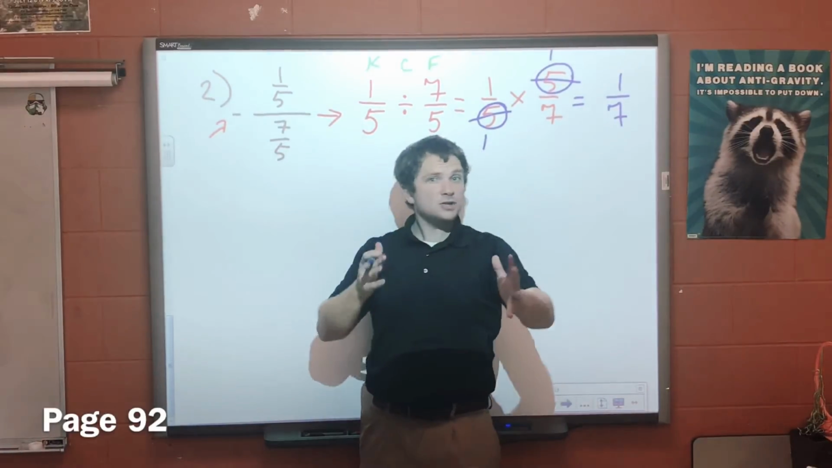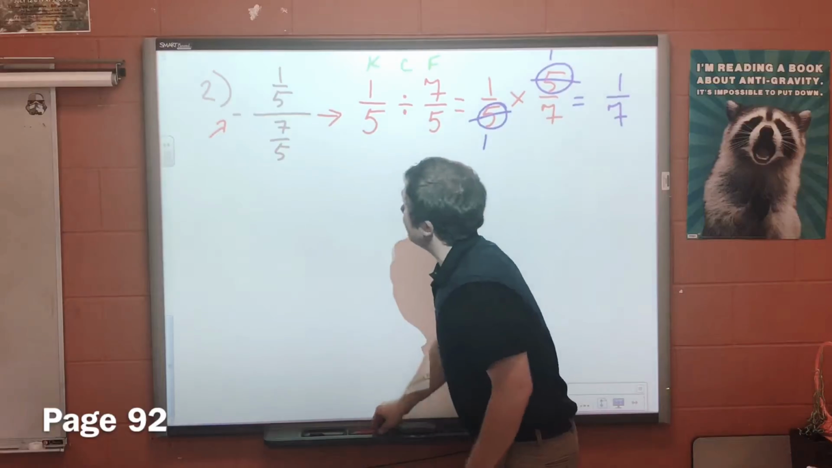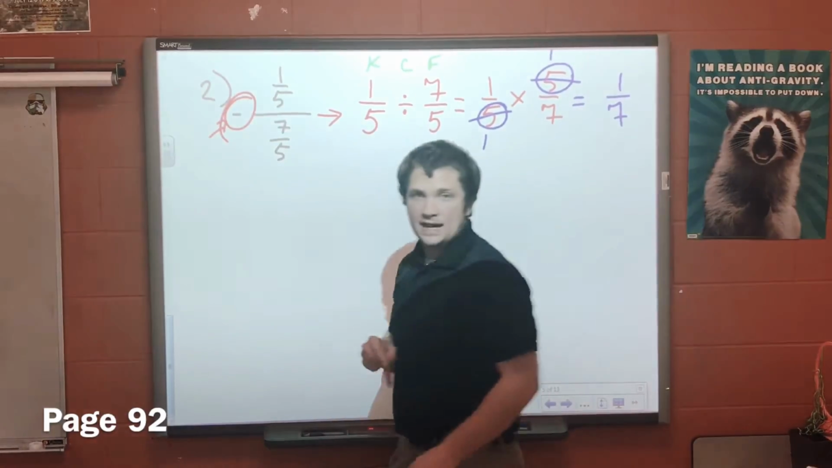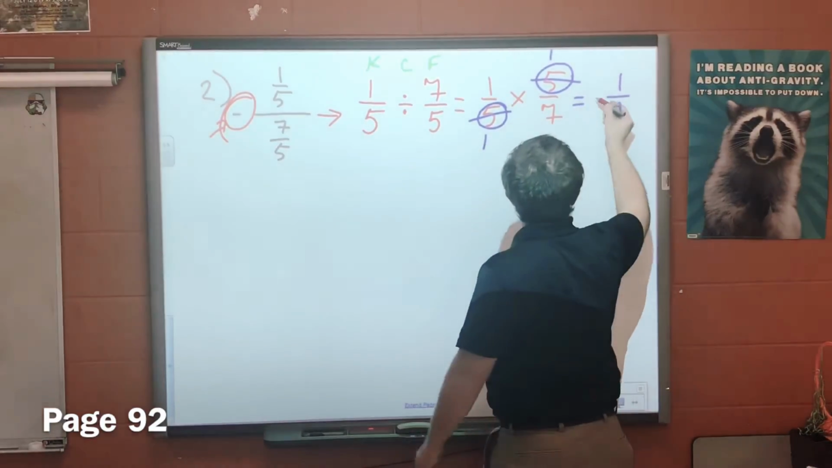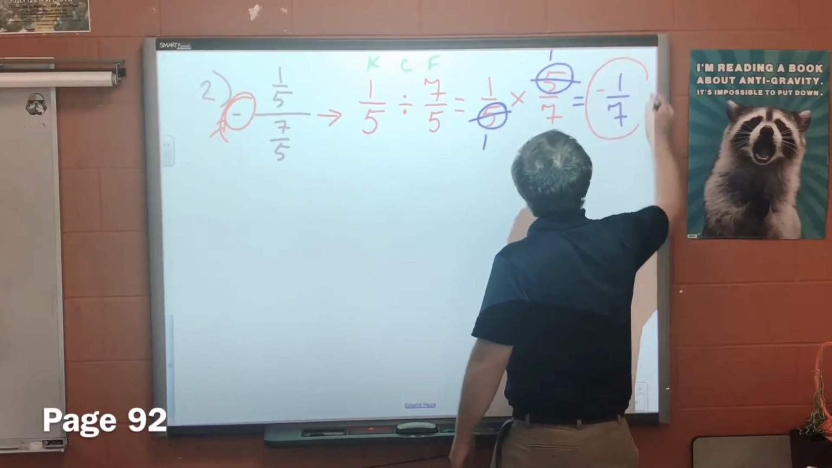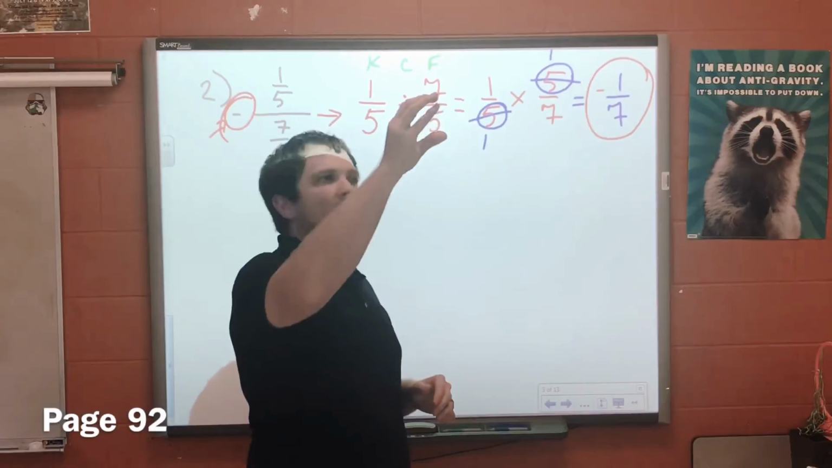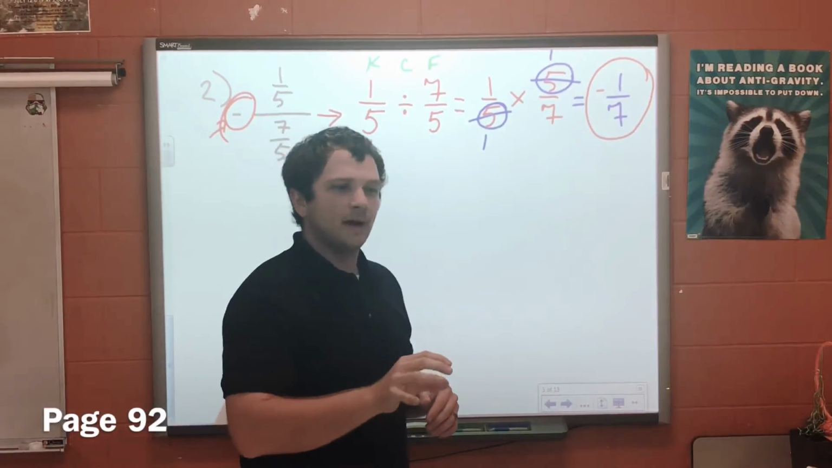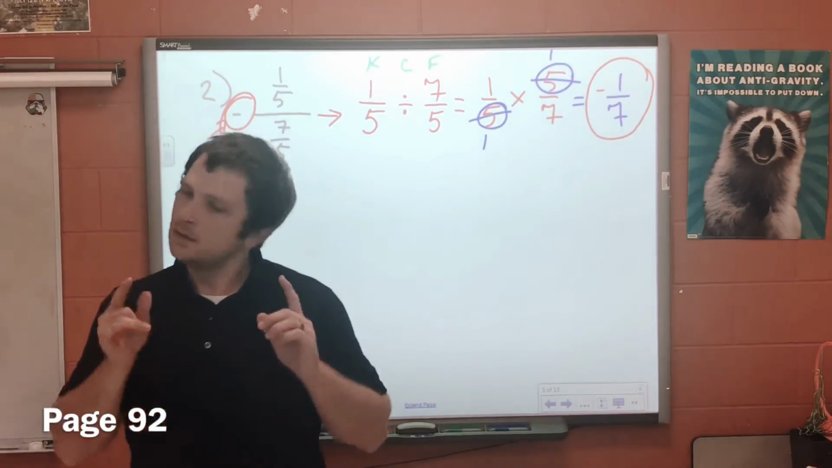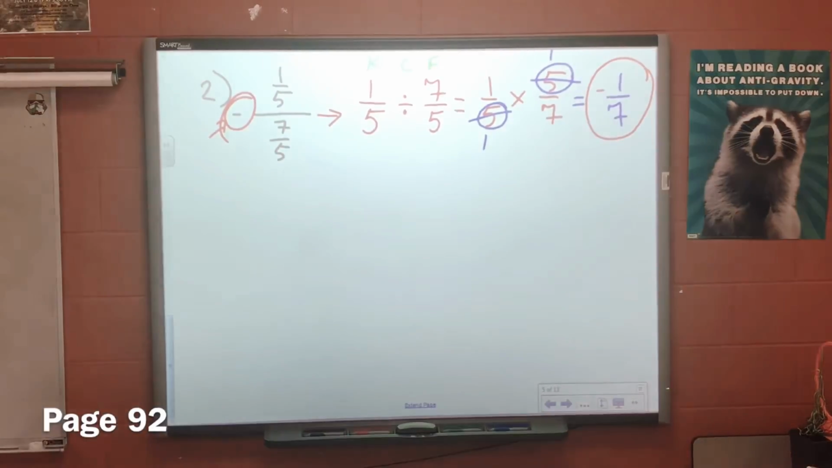But wait, there's more. Early on, we had this negative sign. We said, hey, we need to make sure we bring this back over. So our answer is a negative 1/7. Remember, your top is being divided by the bottom. Keep, change, flip. Simplify early, simplify often.